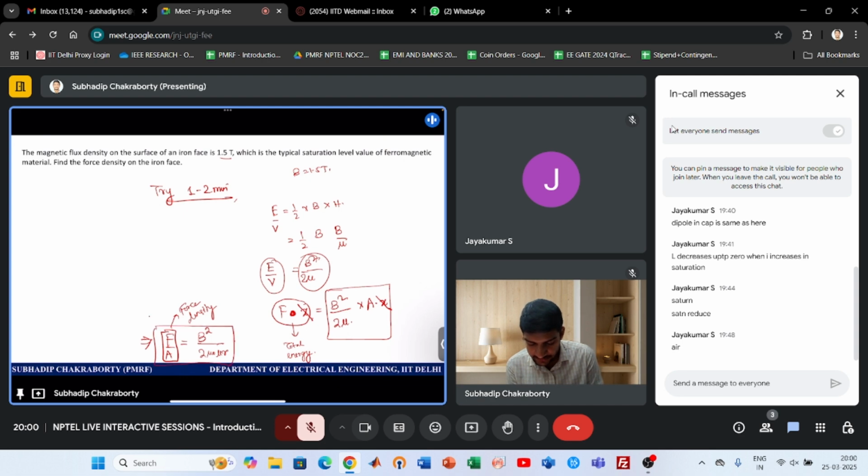So please note this is the formula, right? So you can just plug in the values and check. So what is force density? B square by 2 mu 0 mu r. What is B? 1.5 square by 2 into mu is what? Mu 0 value is what?